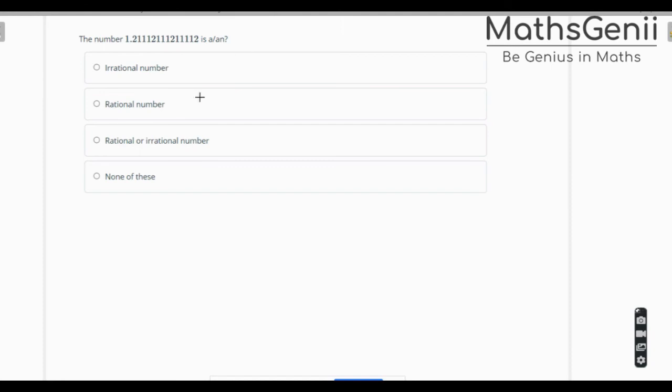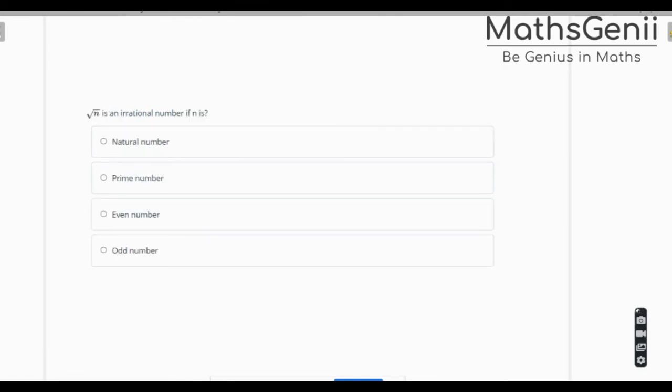Now let's look at the next question, which is the number 1.21111111. Of course, it is an irrational number because you see it is repeating. The value 211 is repeating, 211, 211, 211, and it will keep on repeating. So it's an irrational number.